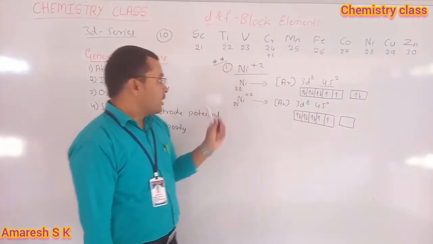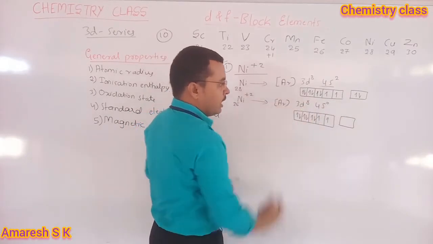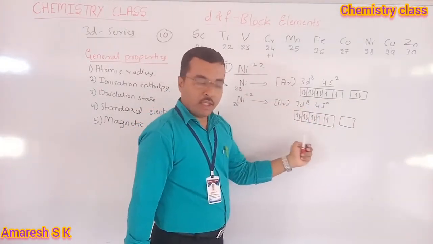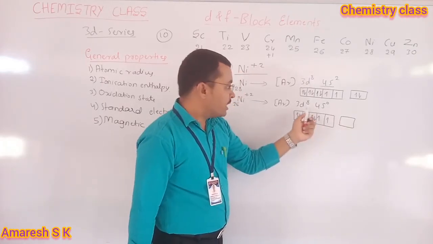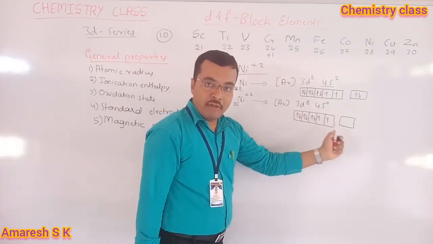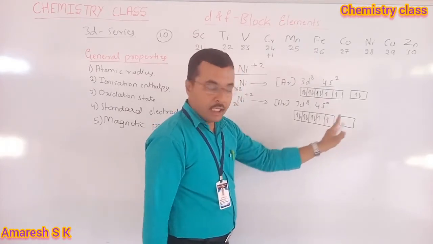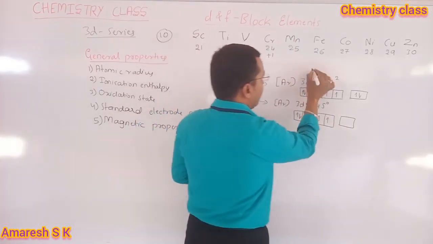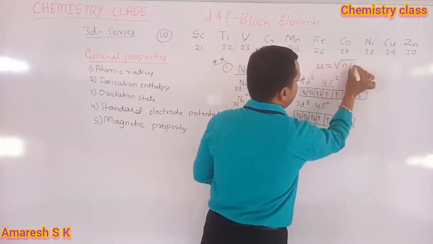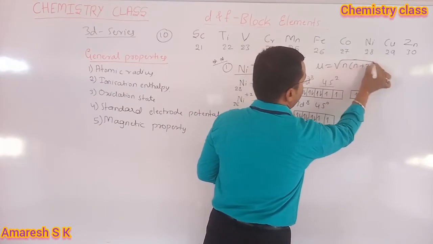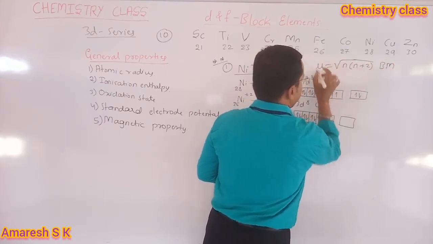Next, observe here in nickel, the outermost shell has totally how many valence electrons? Totally 8 valence electrons are there. Among those 8 valence electrons, 2 electrons are unpaired here. Right? 2 electrons are unpaired. First write the formula here. Mu is equal to square root of n into n plus 2 BM.